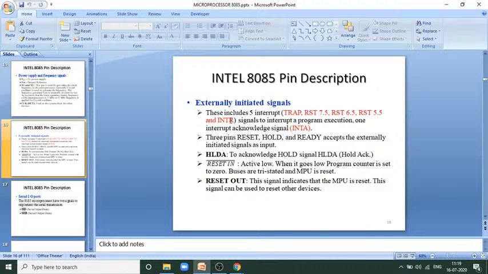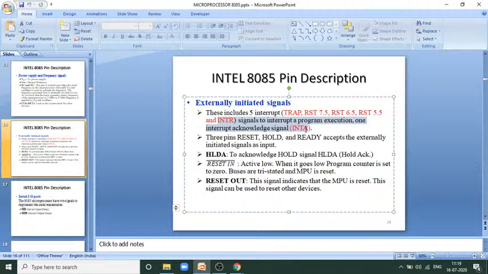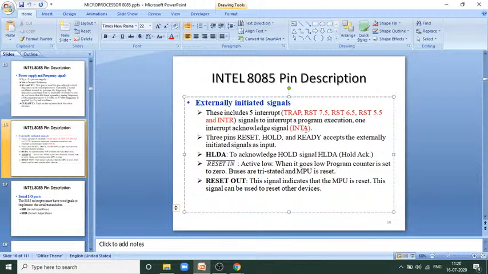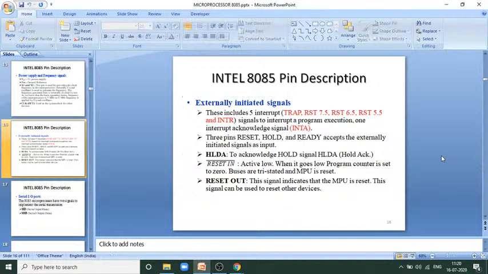Upon receiving the interrupt request coming from those pins, the microprocessor has two options. Either it can ignore it or it can accept it. If it accepts the signal, then with the help of INTA bar, it will send a zero value to that particular device which is generating the interrupt. If it is ignoring the interrupt, then with the help of INTA bar, it is sending 1 to the interrupt generating device.